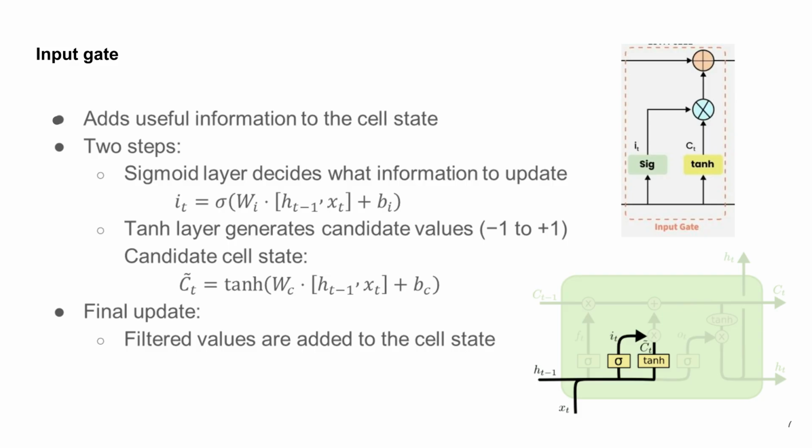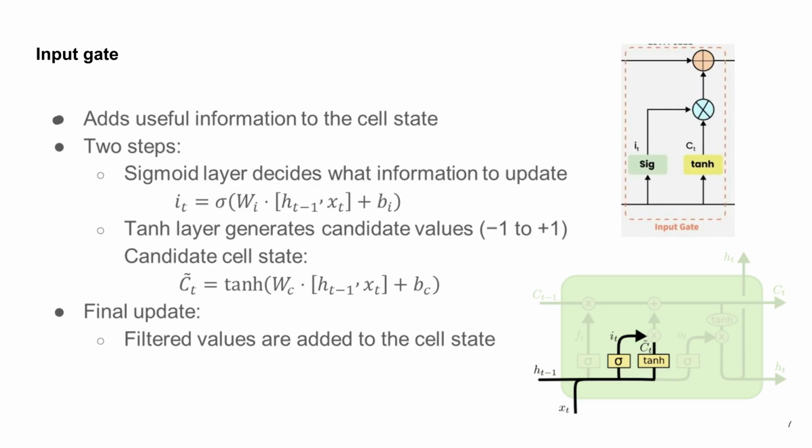This process has two parts working together. First, a sigmoid layer called the input gate layer decides which values will update. It outputs values between 0 and 1, where 1 means this value should definitely be updated. Second, a tanh layer creates a vector of new candidate values, denoted as C_tilde_t, that could potentially be added to the cell state. The tanh ensures these values are between -1 and 1.